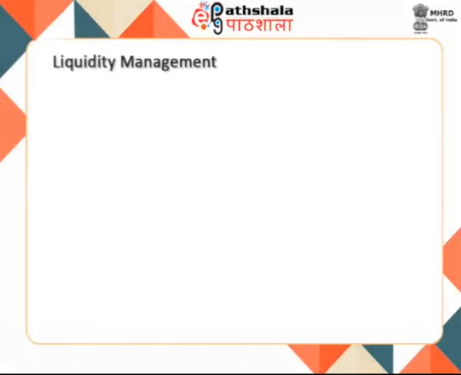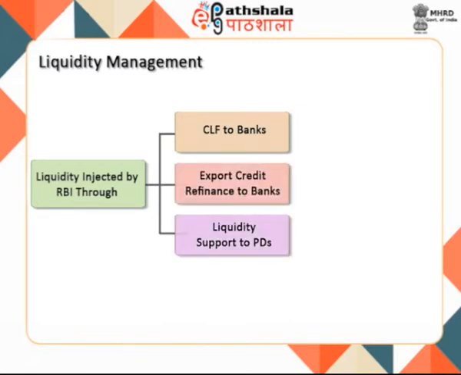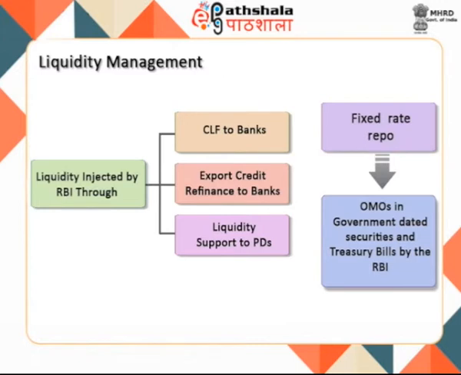Let us now discuss how RBI manages liquidity at the short end in the form of ILAF. Liquidity is injected by the RBI through CLF to banks, export credit refinance to banks, and liquidity support to PDs. Absorption of liquidity will continue to be through fixed rate repo, that is, at the repo rate announced on a day-to-day basis. These are supplemented by OMOs in government-dated securities and treasury bills by the RBI. Thus, the ILAF provides a mechanism by which liquidity would be injected at various interest rates and absorbed when necessary at the fixed repo rate so that the volatility in the money market is minimized and the market operates within a reasonable range.